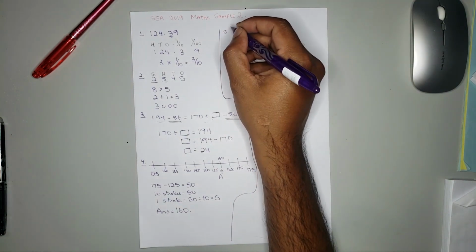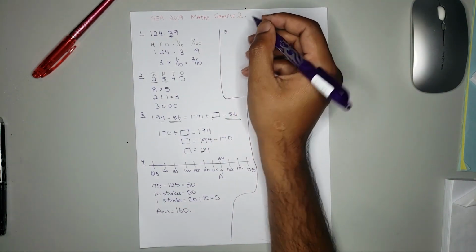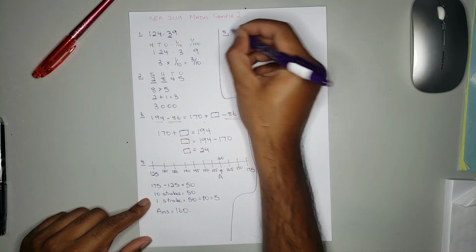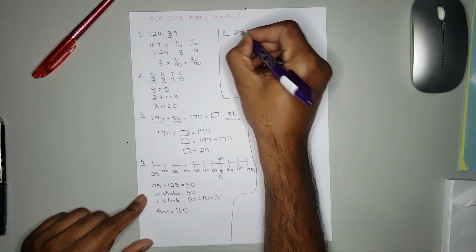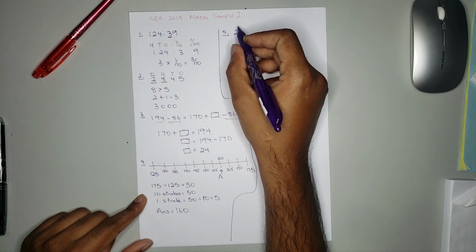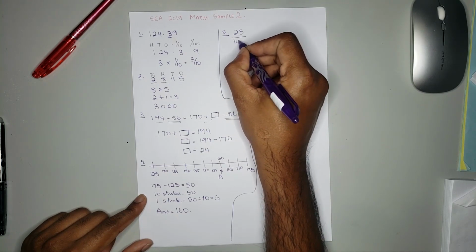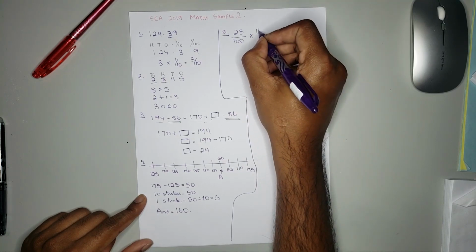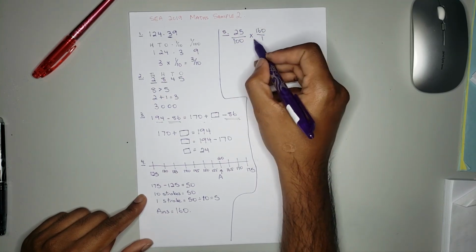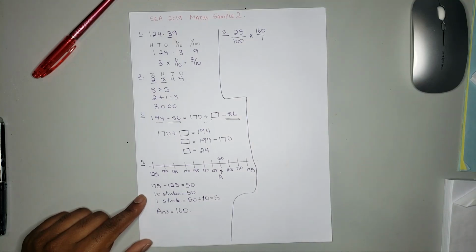Number 5, calculate 25% of 160. 25% is out of 100, so it's 25 over 100. Of means to multiply, so you're multiplying by 160. So 25% of 160 is 40.